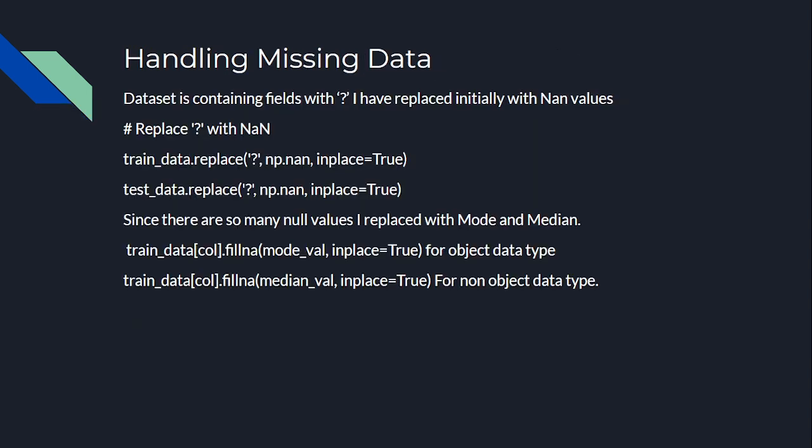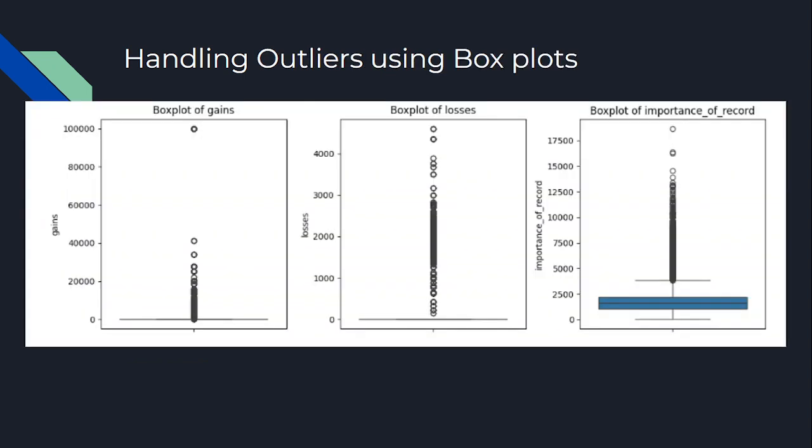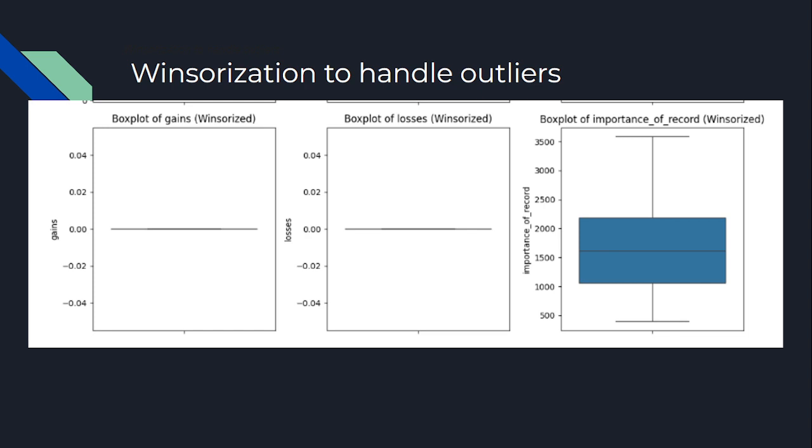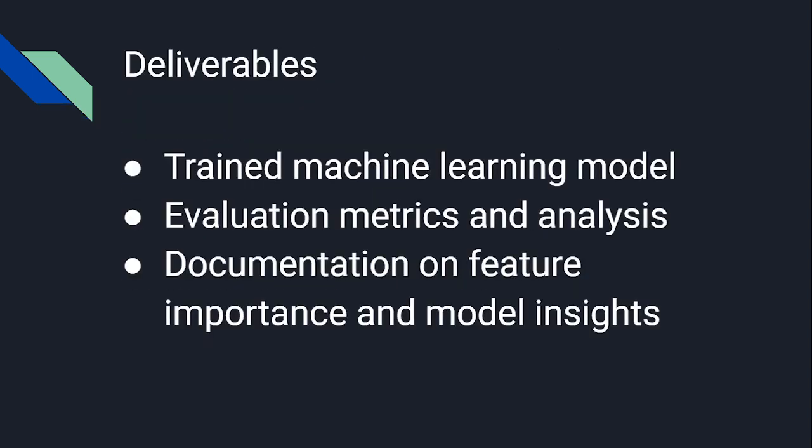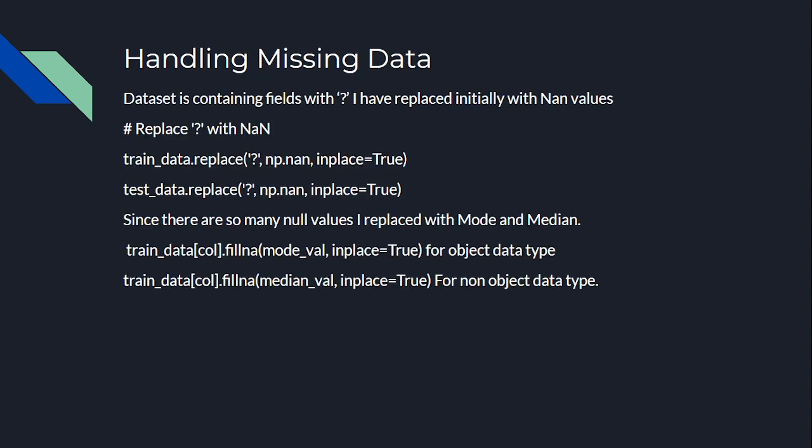If you see, for handling missing data, there are so many values with a question mark. Initially, I replaced them with null. Then, for object data type, I replaced with mode. For non-object data type, I replaced with median. For outliers, as I said, I used the winsorization technique. I have not removed outliers or missing values because there are so many missing values and outliers in the dataset.